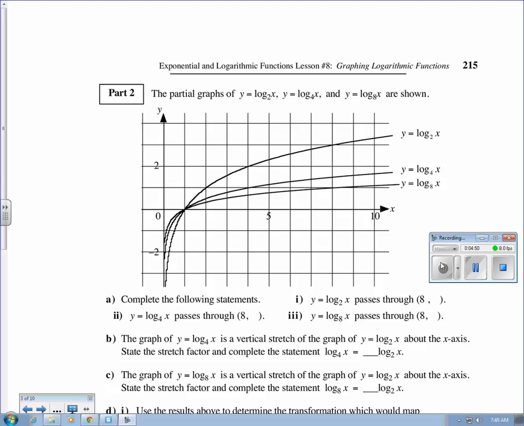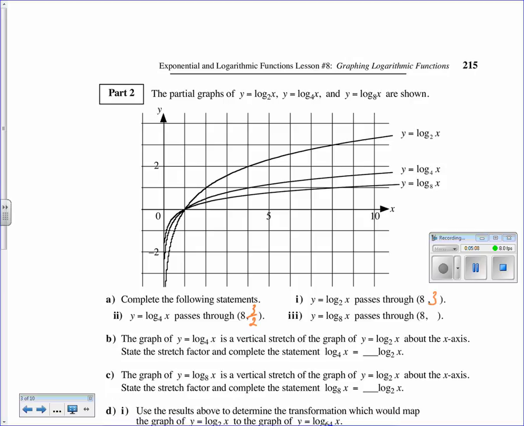We'll try writing that again. 2 to the exponent 3 is equal to 8. If I go log base 4, 4 to the exponent 3 over 2 is equal to 8. So you can play around on your calculator and determine that.